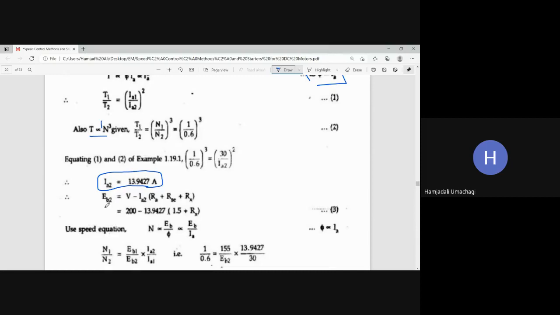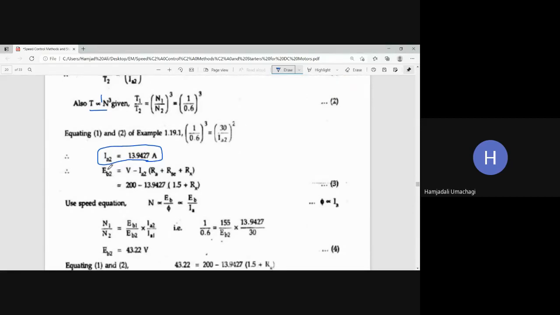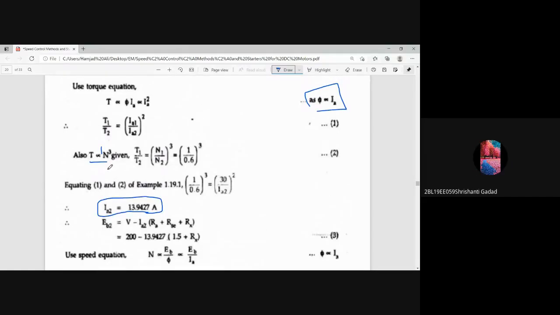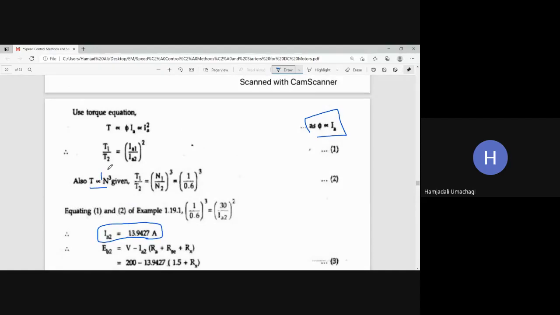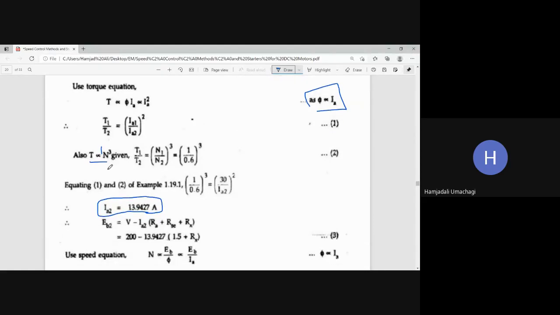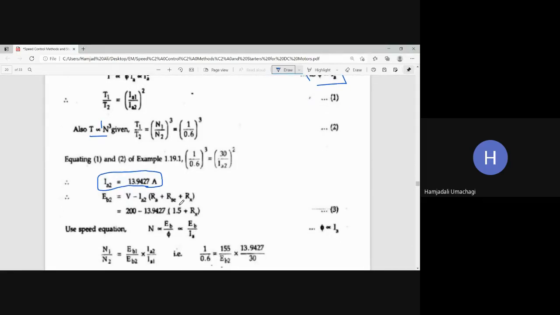Then comes the second back EMF. What is the second back EMF? When do you get it? When we add RX to reduce the speed to 60%. So your Eb2 will be equal to V minus Ia2 into (Ra plus Rsc). This is already there. In addition to that, we are adding the RX value. So V is given as 200, Ia2 is 13.9427, which we have just seen. Then Ra plus Rsc is 1.5, and RX is unknown. So Eb2 is this whole thing.